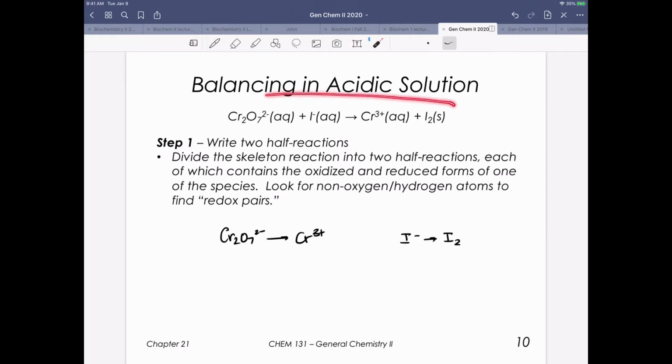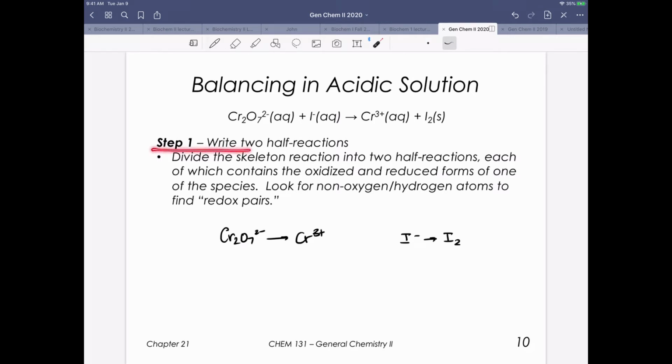So again, this is our skeleton equation. You notice that we've got a polyatomic anion here. It was probably from sodium or potassium chromate. And then again, we've got iodide here, maybe from potassium or sodium iodide. But those potassium and sodium ions are spectator ions. So we don't have them here in what we refer to as our skeleton equation.